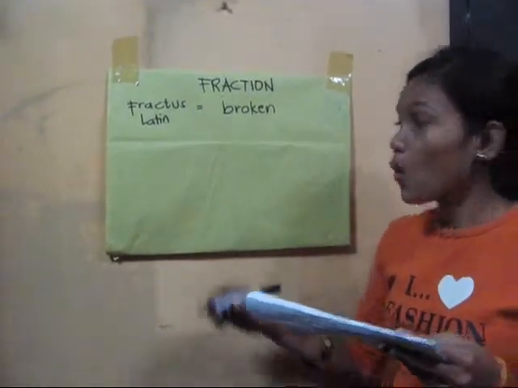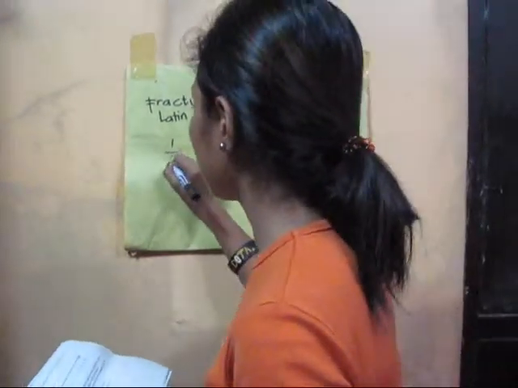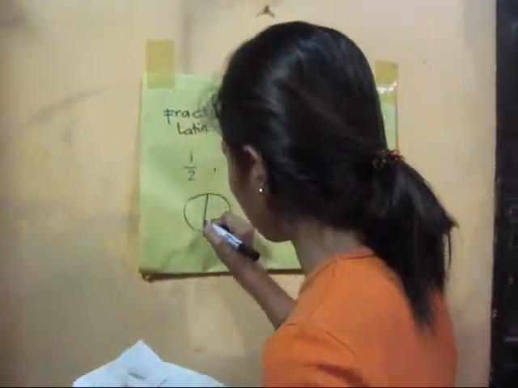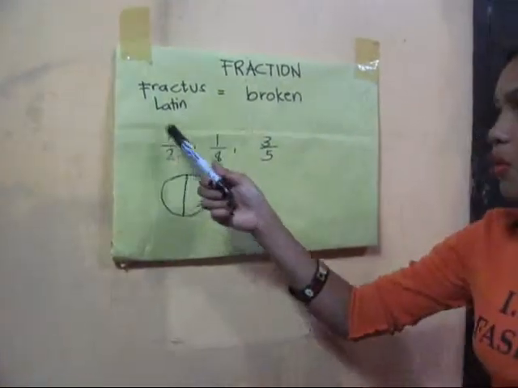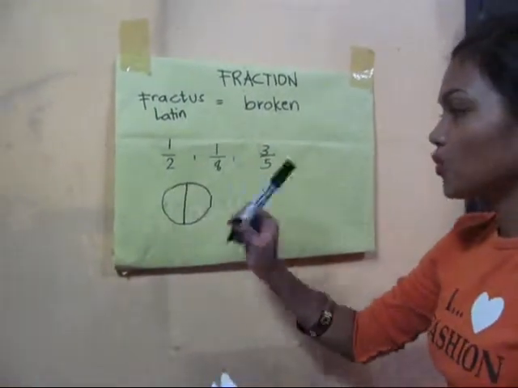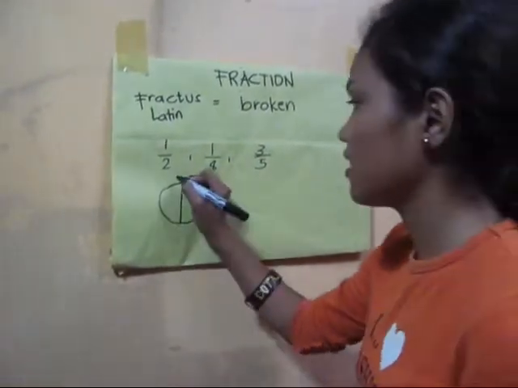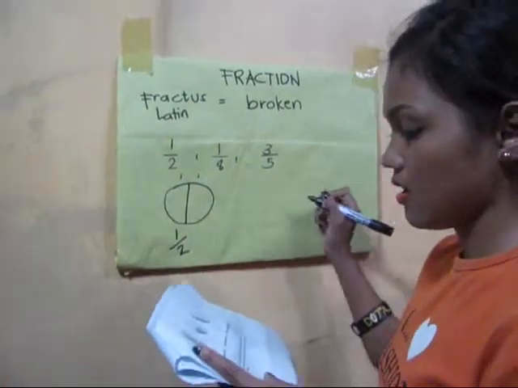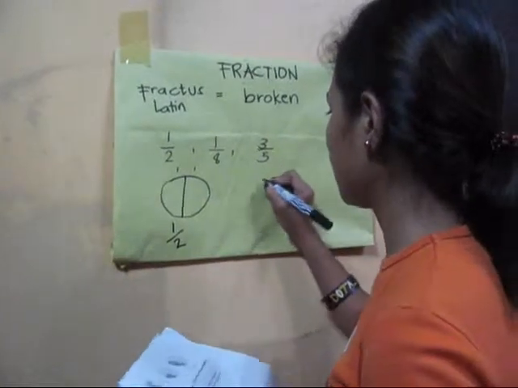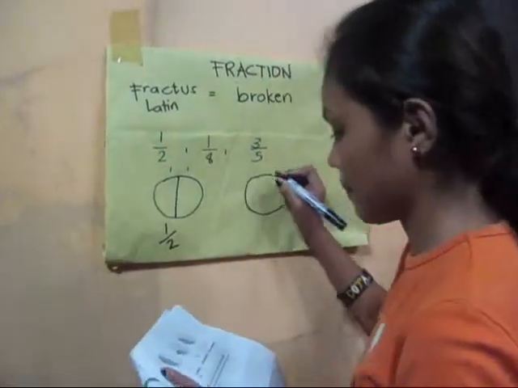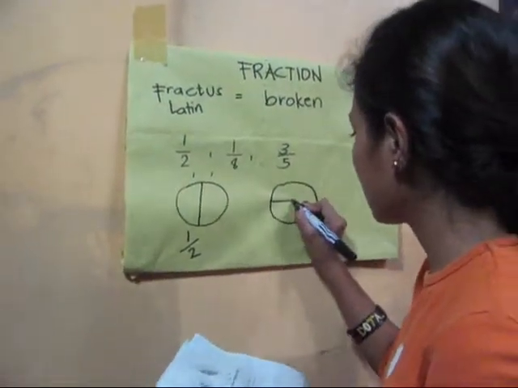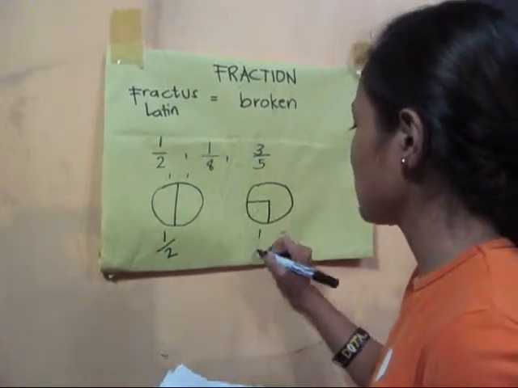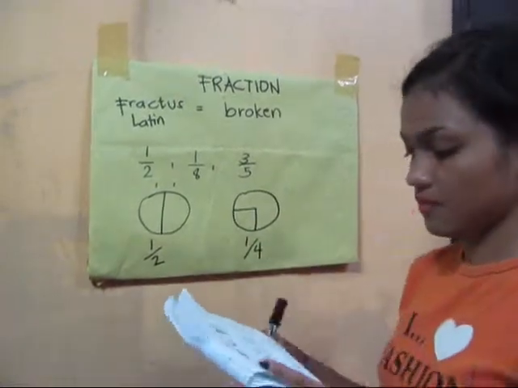For example, 1/2. In a 1/2, the 2 means 2 equal parts, and the 1 is 1 of them. Then the 1/4. For example, this 1/4: 1 in a 4. So meaning 1/4.